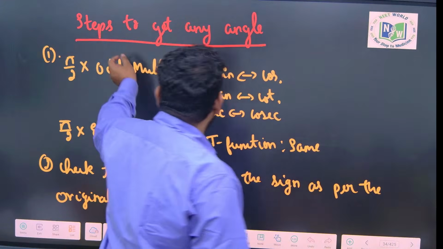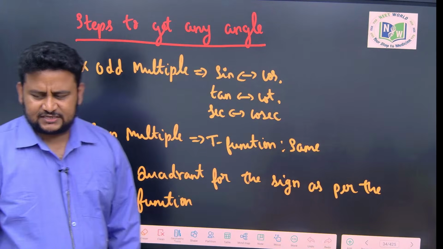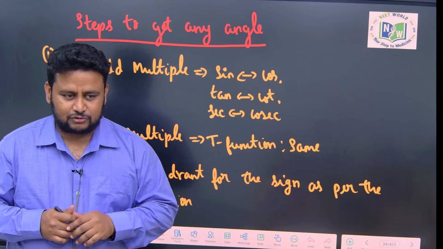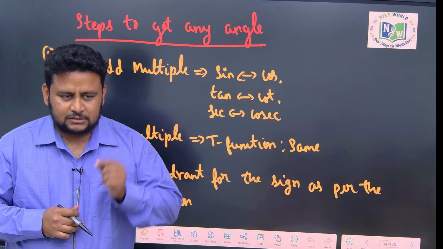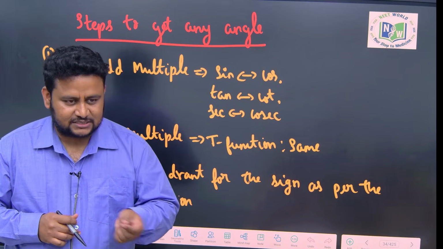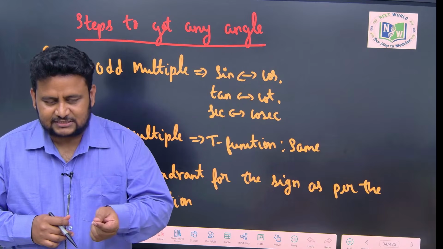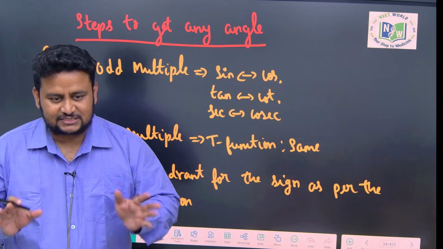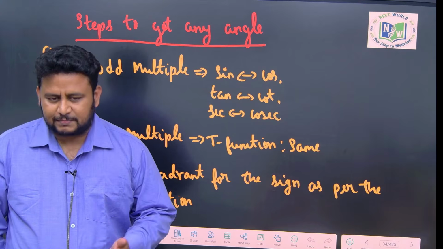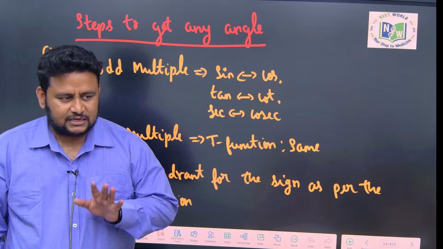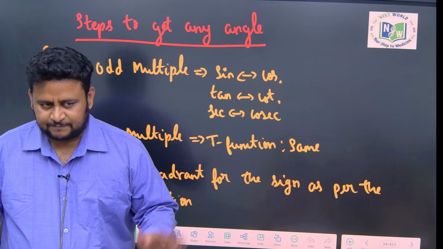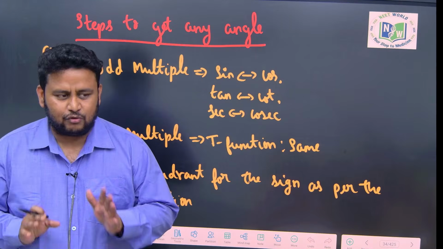Now, steps to get any angle. There are certain formulas like sin of 90 minus theta, the complementary angles, 90 plus theta, 180 minus theta, 180 plus theta, 270 minus theta, 270 plus theta, 360 plus theta, 360 minus theta. There are various formulas like this for all six trigonometric ratios. But do you have to remember them? Definitely not required. In the exam you may make mistakes if you try to remember all of them. You can find any angle very easily. How? I will tell you.